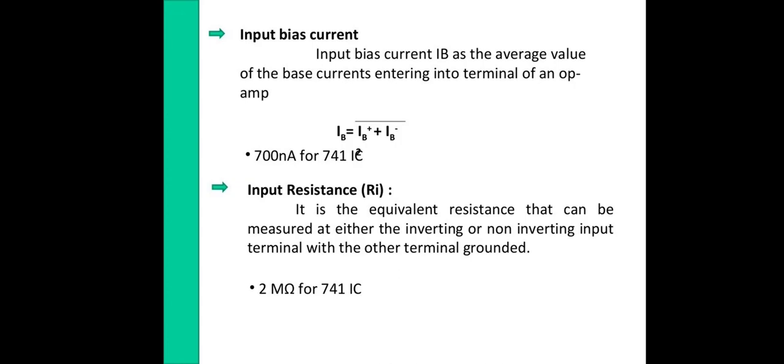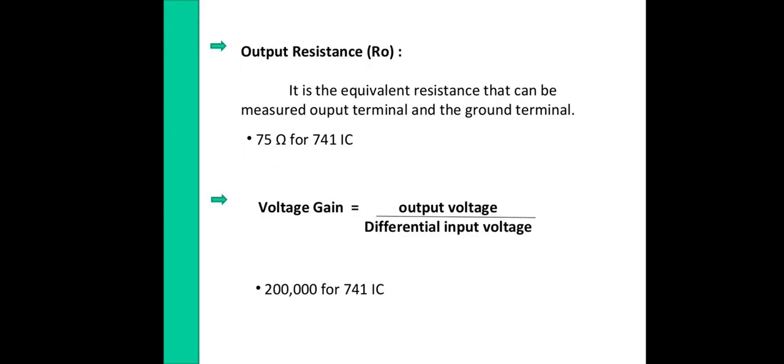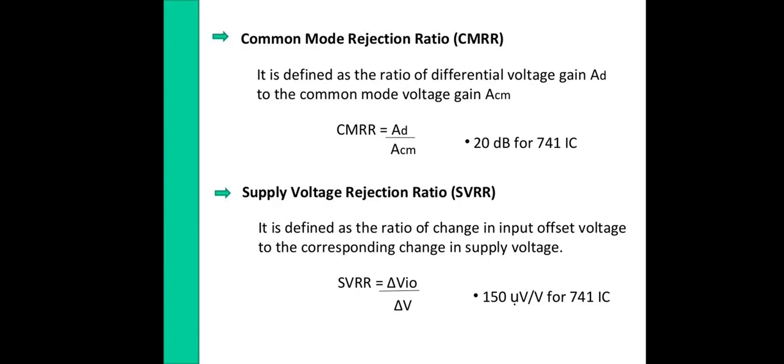Input resistance is the equivalent resistance that can be measured at either the inverting or non-inverting terminal. Output resistance is the equivalent resistance that can be measured between the output terminal and ground. CMRR, common mode rejection ratio, is the ratio of the differential voltage gain to the common mode voltage gain. Supply voltage rejection ratio is defined as the ratio of change in input offset voltage to the corresponding change in supply voltage.